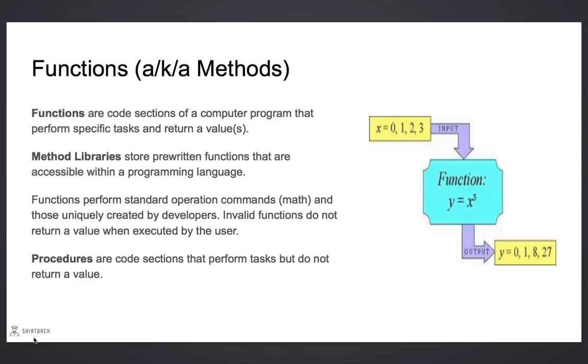Functions are code sections of a program that will perform specific tasks and return a value. We use method libraries to store pre-written functions. We can then access them with a programming language. Functions can perform standard operation commands such as math, or those that we uniquely create as the developer. If we have an invalid function, it will not return a value. Procedures are the code sections that we use to perform the tasks that do not return a value.